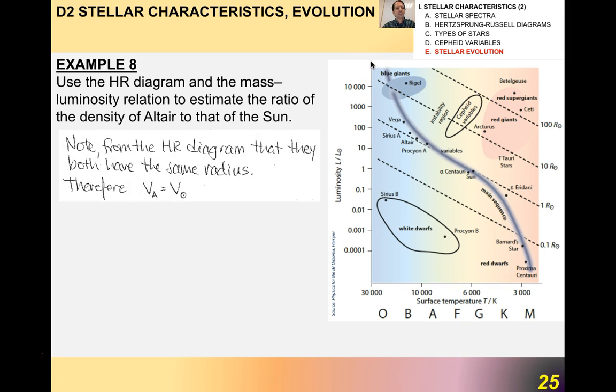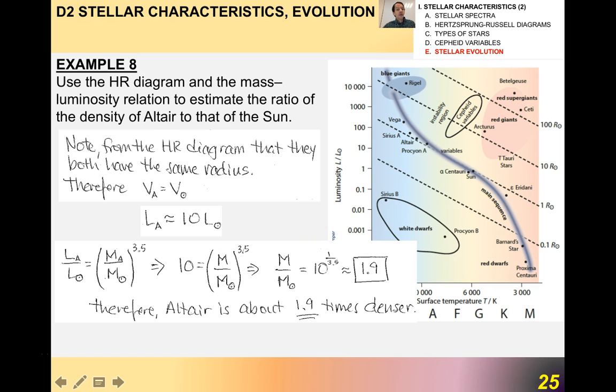Okay, from the HR diagram, note that the sun and Altair have about the same radius, so they have about the same volume. My subscript A refers to Altair. The solar symbol, the circle with the dot in it, refers to our sun. Now, from the Hertzsprung-Russell diagram, the luminosity of Altair is about 10 times that of the sun, roughly. Now, the ratio of the luminosities, L_A to the luminosity of the sun, is going to be M_A over the mass of the sun, all to the power 3.5.